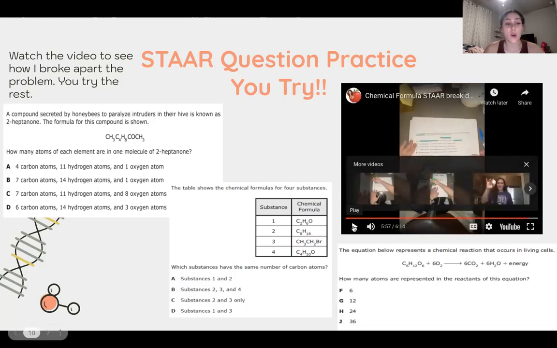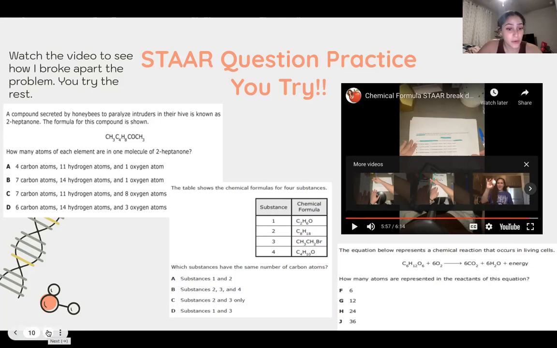Okay, so I hope you enjoyed and really saw how I broke that question apart. For all of these STAR questions and the worksheet problems, I want you to break it apart like that. For each element, you're going to count the number of atoms, and then at the end, you're going to total them up. This will help you ultimately not get confused. And just as a final reminder, use your calculator, or if you are good at math, go ahead and just write it down on the paper.